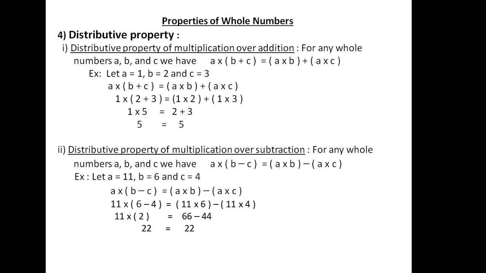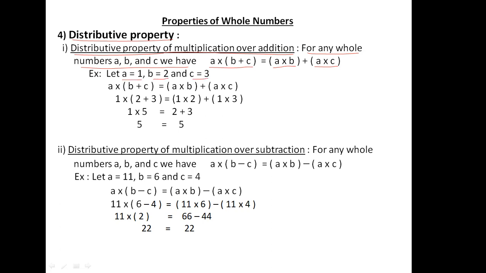Now we will move to the next property, that is the distributive property. Under this, the first one is distributive property of multiplication over addition. This property says that for any whole numbers a, b and c, we have a × (b + c) equals a × b + a × c. Now we will again see with the help of an example. Here a equals 1, b equals 2 and c equals 3.